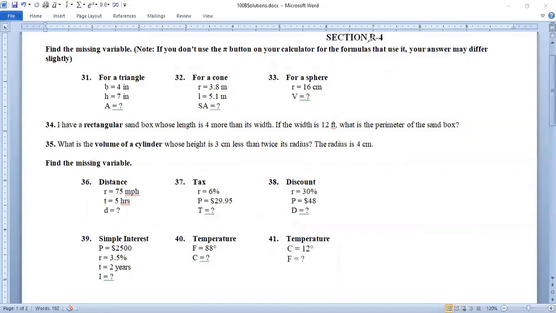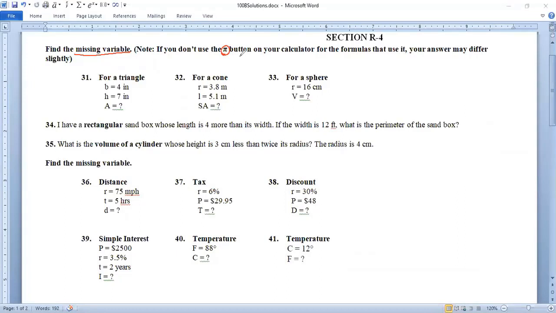Here we are in section R-4 with numbers 31 through 41 and their solutions. Number 31 says find the missing variable, which for all of these we're going to have formulas in this section. Now notice for some of them that use the pi button, some textbooks will have you use 3.14, and we're going to use that pi button on the calculator. And if you do that, then by golly, you'll get exactly right on to the decimal point.